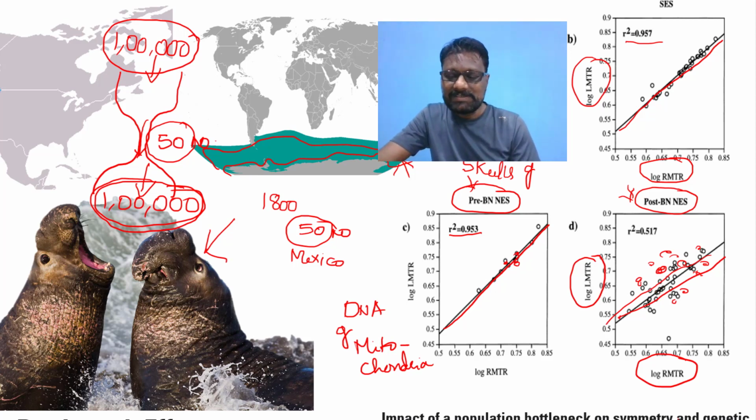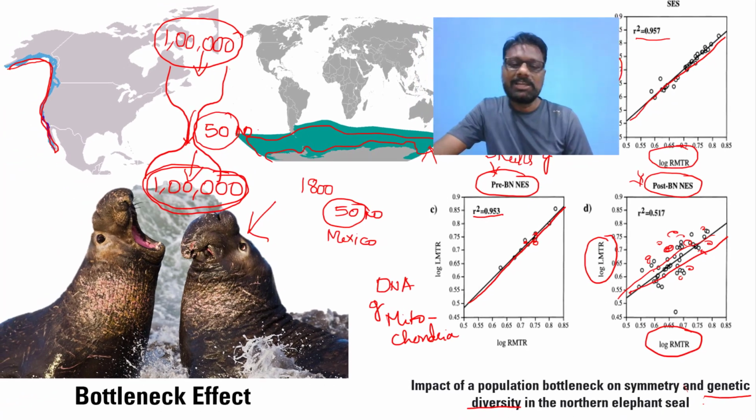Because of this, symmetry has deviated due to the loss of the original allelic frequency, and the new post-bottleneck northern elephant seal has a different set of allelic frequencies, which has shown major implications on the genetic diversity as well as the symmetry in these animals.